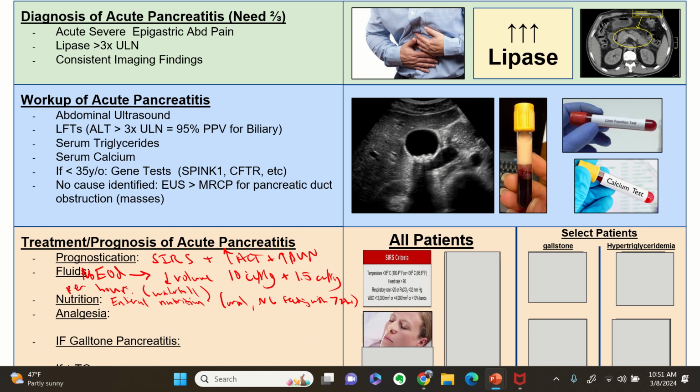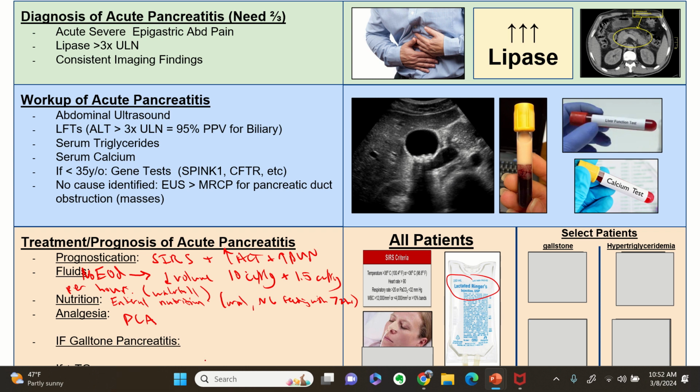Lastly, always remember analgesia. These patients, relatively low threshold to do a PCA pump. And the other ones, a couple more. Remember, LR is probably the best for IV, unless they have hypercalcemia. A couple more. So say they have gallstone pancreatitis.